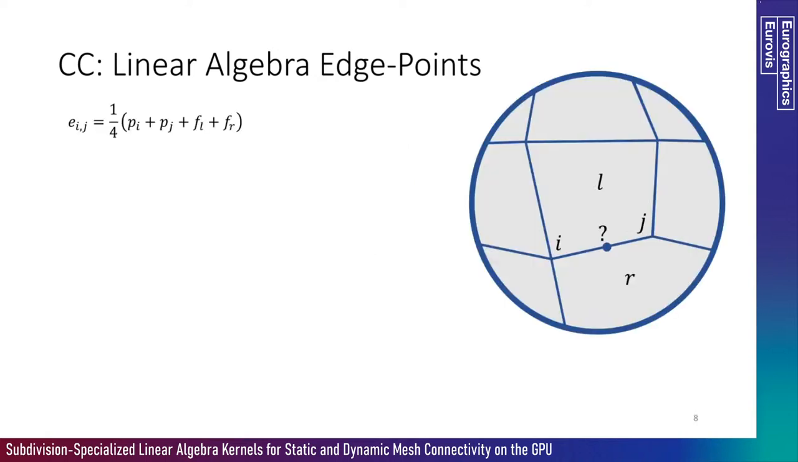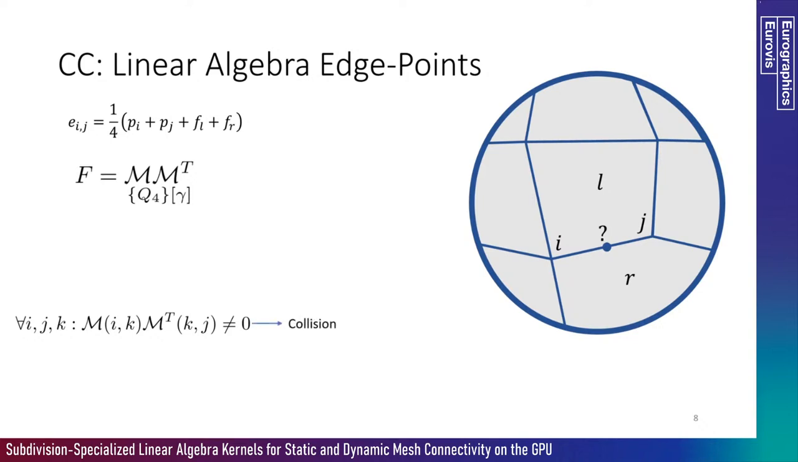To compute an edge point, we need the two endpoints and the two adjacent face points. We can generate this information using a mapped SPGEMM. During this multiplication, we multiply a row of M with a column of its transpose, both corresponding to a vertex. Whenever two non-zero entries meet, we call this a collision. Such a collision only happens when the corresponding vertices share a face. What is actually the information we want to extract from this multiplication? We want to know that face L borders the edge IJ.